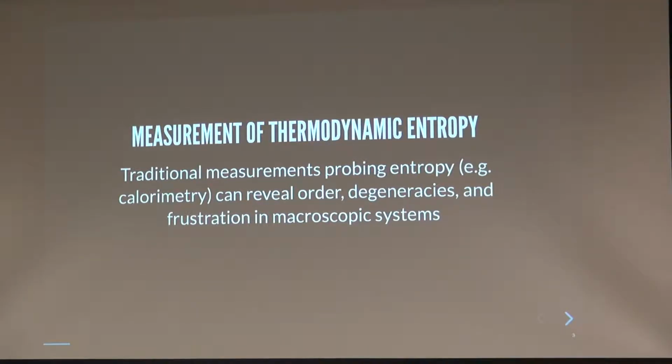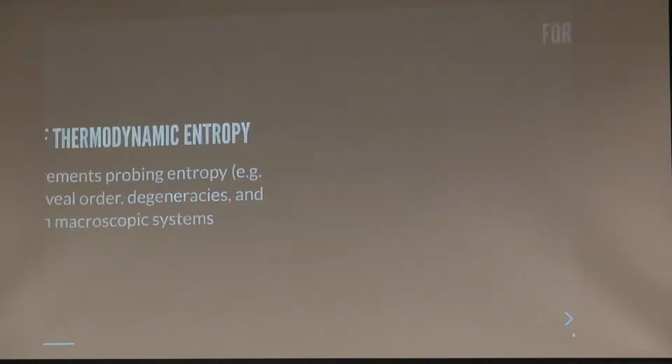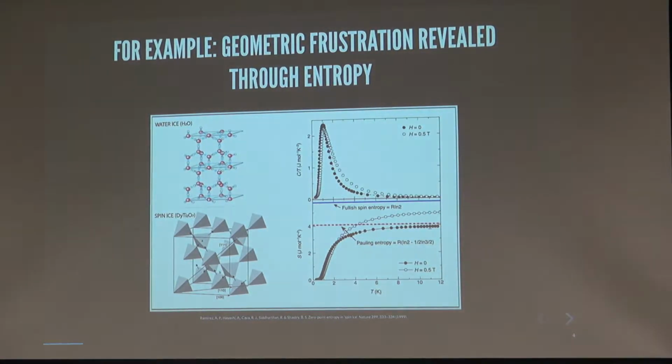But as an experimentalist, you almost never measure entropy by itself. What you measure is something else. And for bulk systems, it is almost always heat capacity. It's a very powerful tool. Let me give you an example. This is a paper from a few years ago looking at a material, dysprosium titanate. And here you can see a picture of the crystal structure.